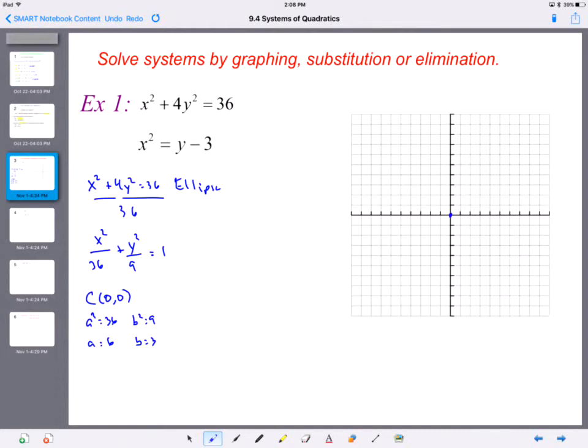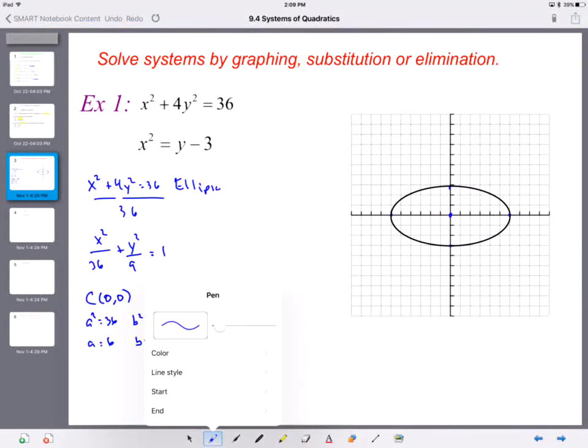The center is located at the origin. Now we need to know whether this is horizontal or vertical. Since a squared is underneath the x, that would be horizontal. So we're going to count 6 units to the right, 6 units to the left, 3 units up, and 3 units down. And that's going to create the ellipse.